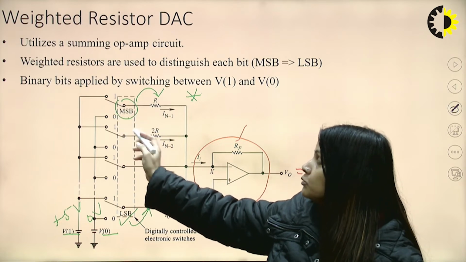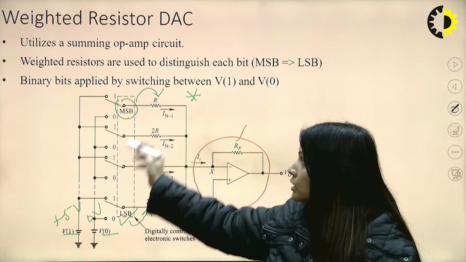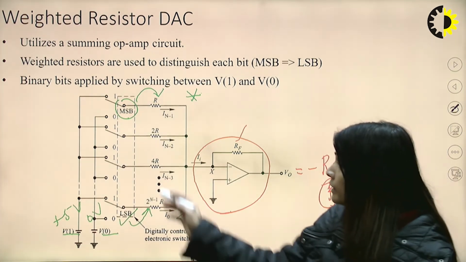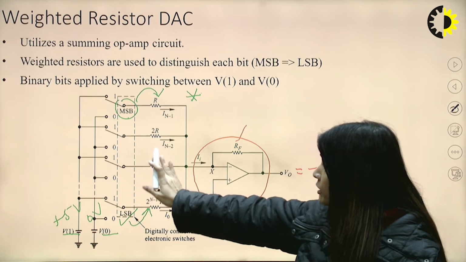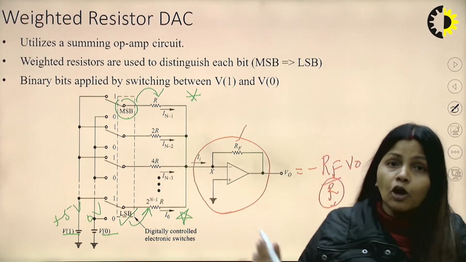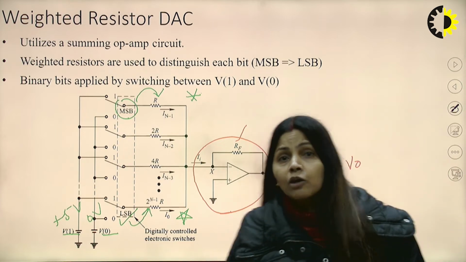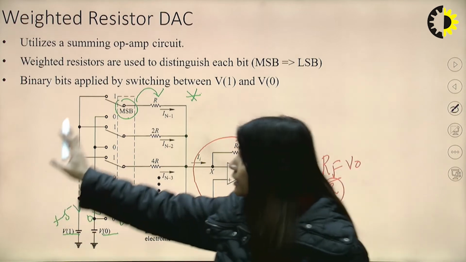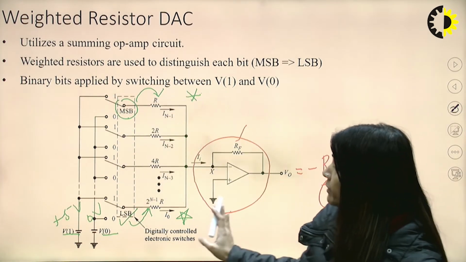The 0 and 1 switches will be moved to the position according to the digital data, and whatever the input, it will go to this op-amp and be amplified further, giving the corresponding analog value. So this is how we deal with this weighted resistance.